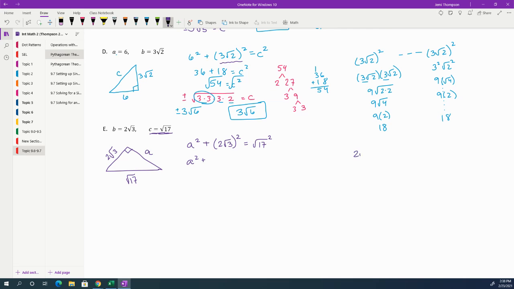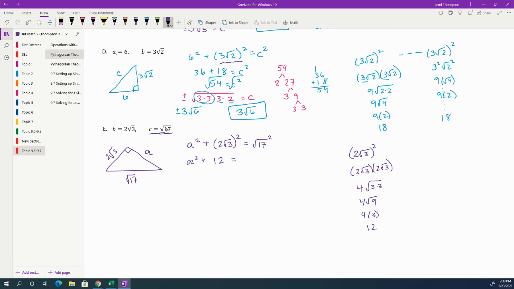So on my side over here, I have 2 square root 3 squared, which is the same as 2 square root of 3 times 2 square root of 3. 2 times 2 is 4, so I multiply the rational parts, and then I multiply the irrational parts. So 3 times 3 gives me the square root of 9. What is the square root of 9? 3. So when I take the quantity 2 square root 3 and I square it, I get 12. Oh, isn't that nice?